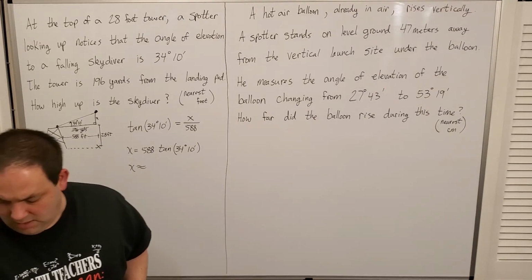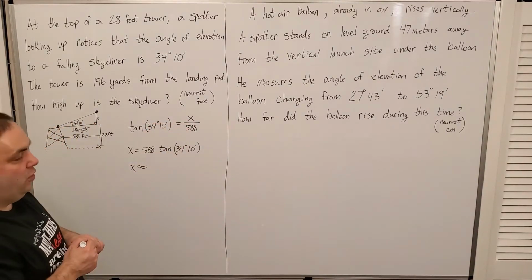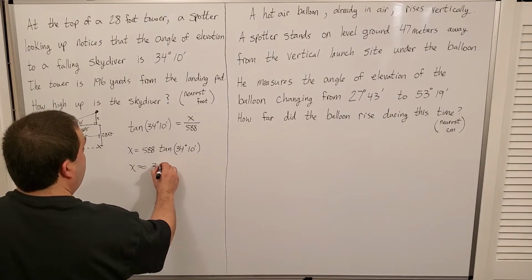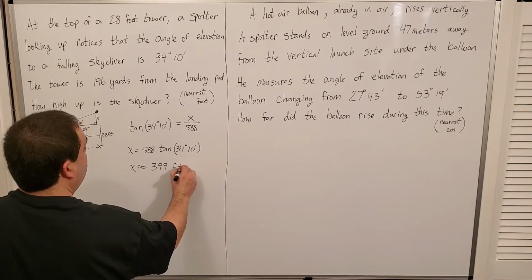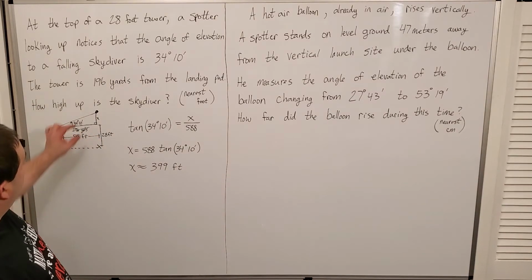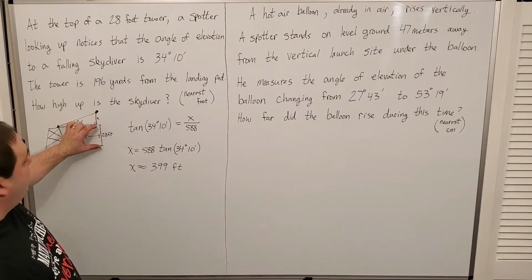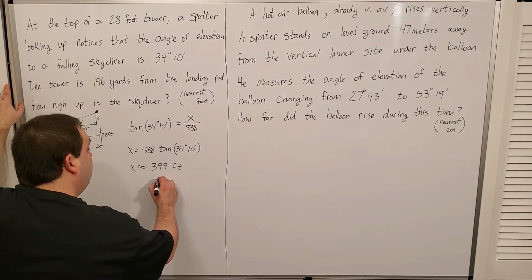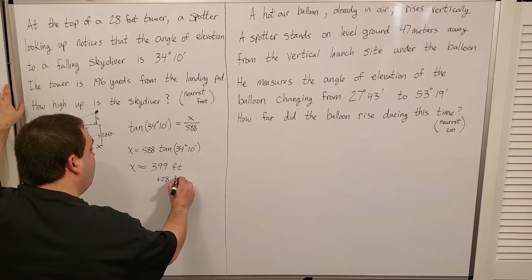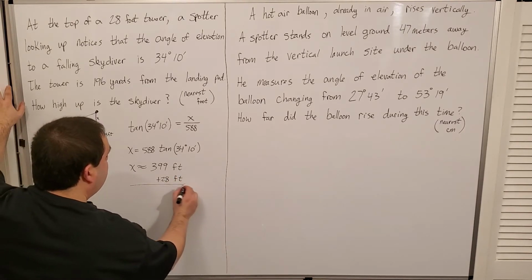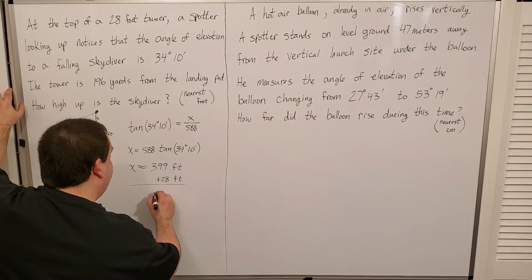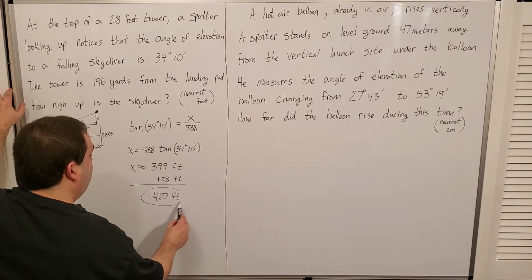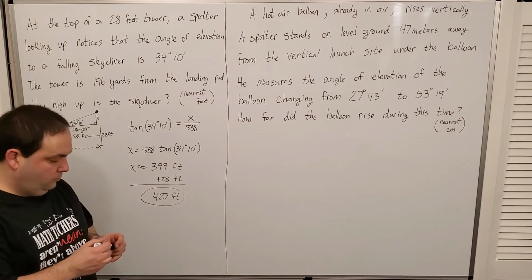399.1. Since they said rounding to the nearest foot, I'm going to say that this is around 399 feet. And then he's still got the other 28 feet to finish falling. So the answer to the question is I'm going to add that 28 feet on top of it right there. So I've got 427 feet off of the ground, the skydiver is, total.